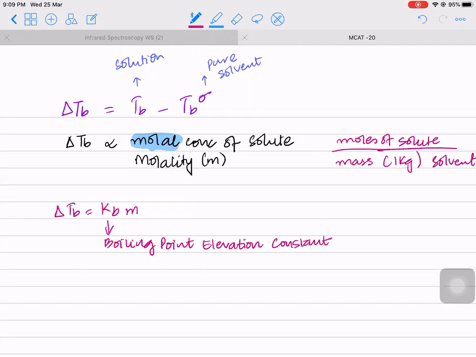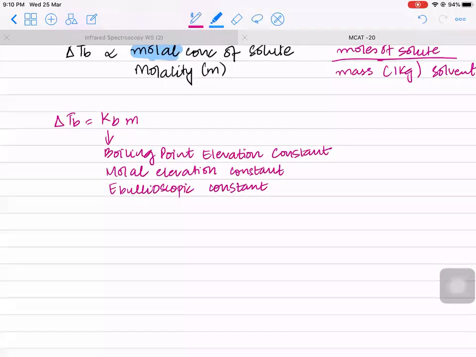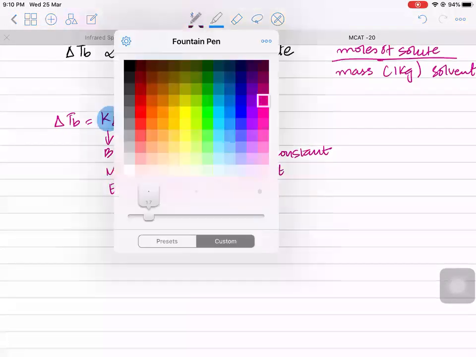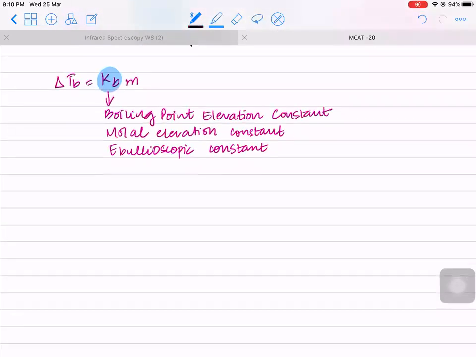This is also known as the molal elevation constant. This is also known as the ebullioscopic constant. Right? Now, you know that this is the constant. How to calculate KB, I'm going to do that in the end. All right. Now let's see.